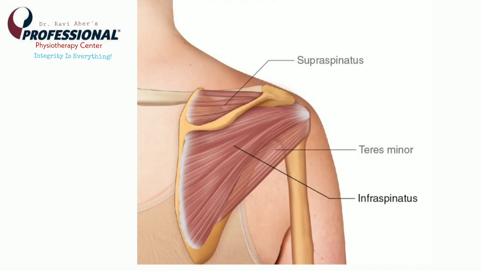The infraspinatus attaches proximally into the infraspinous fossa of the scapula. It then runs distally to attach onto the greater tubercle on the head of the humerus.